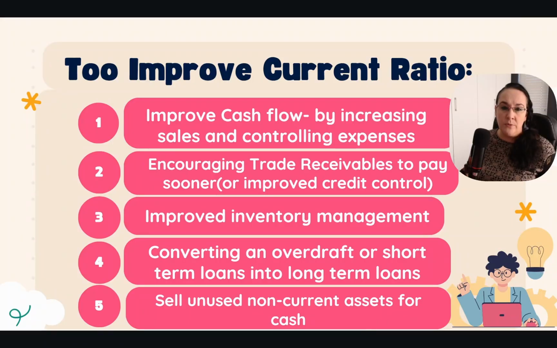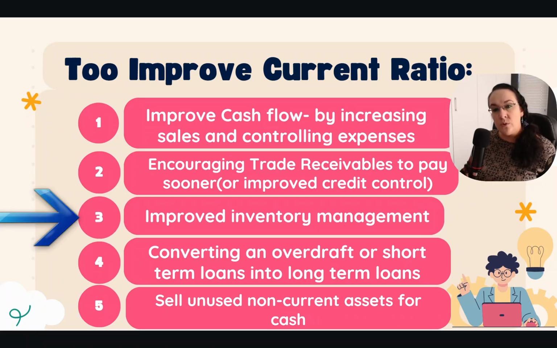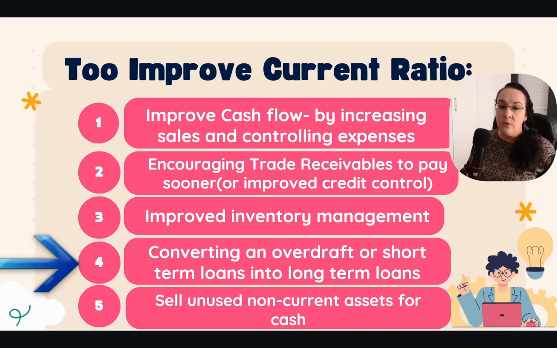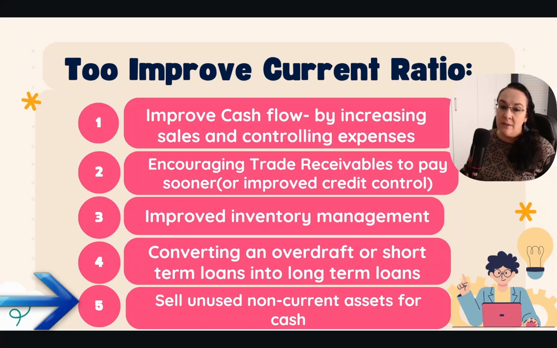Now, how can we improve current ratios in general? Say, for example, we're sitting on a current ratio of 1.2. Well, we could improve our cash flow by increasing sales and controlling expenses. We could encourage trade receivables to pay us sooner or improve credit control over trade receivables. Or we could improve inventory management, not keeping too much stock, too little stock, converting an overdraft or short-term loan into long-term loans so we have more time to pay them back. Or we could sell unused non-current assets for cash.